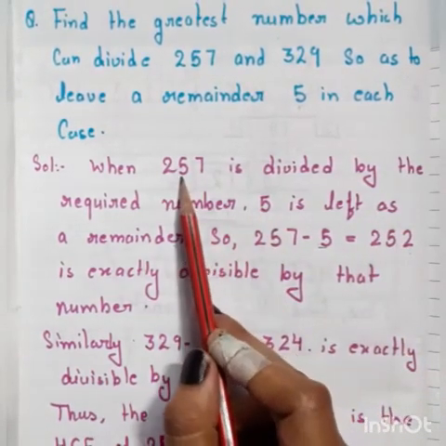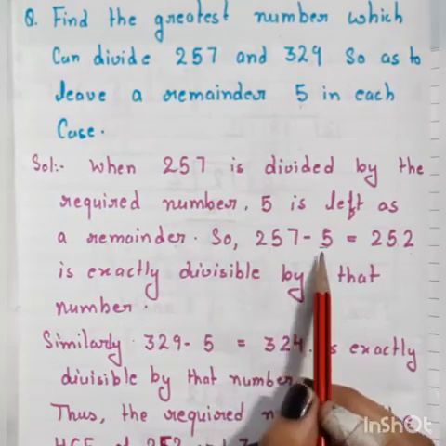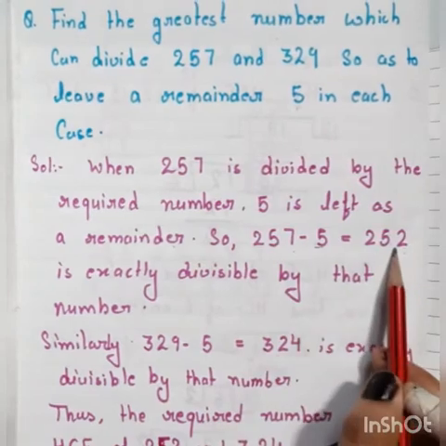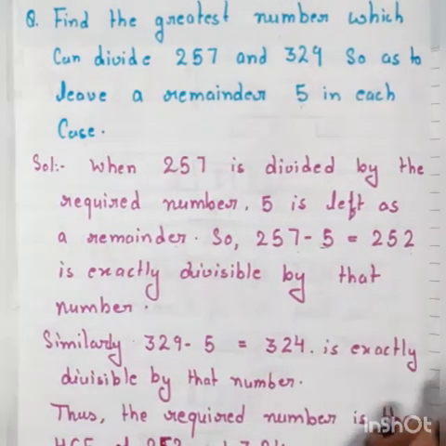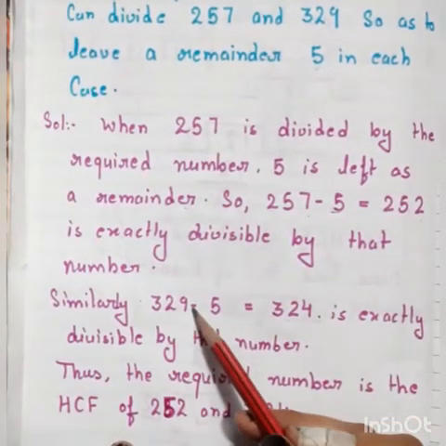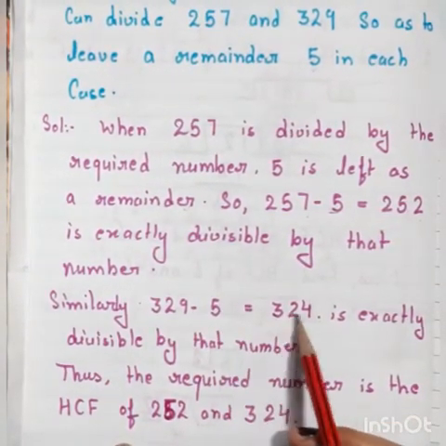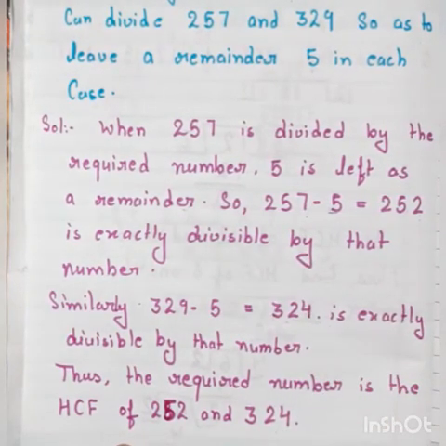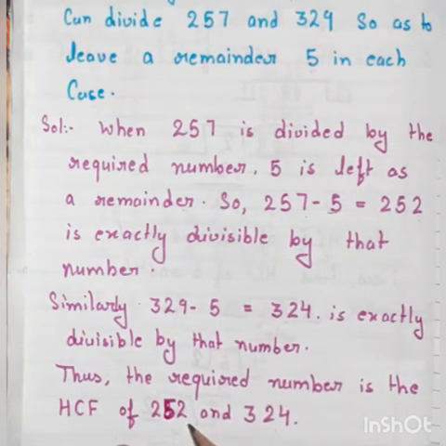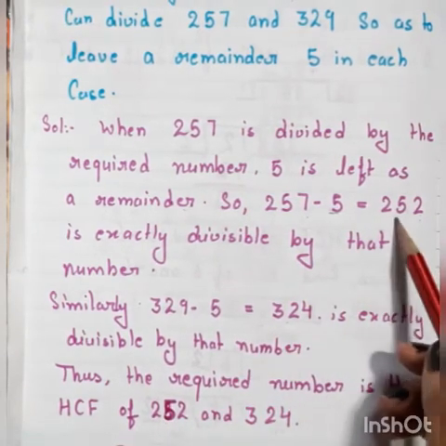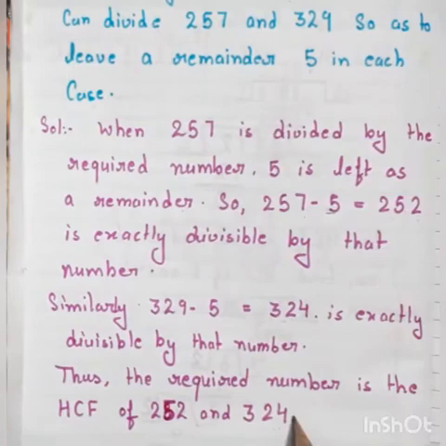It means this number is 5 more. So what we do is subtract 5 from this number. When we subtract 5 from 257, we get 252, which is exactly divisible by that number. Clear? Similarly, for 329, 329 minus 5 is equal to 324. And this 324 is exactly divisible by the number which we have to find. Thus, the required number is the HCF of 252 and 324.